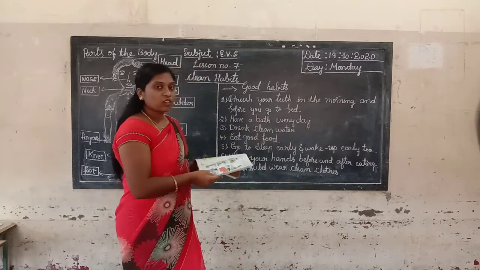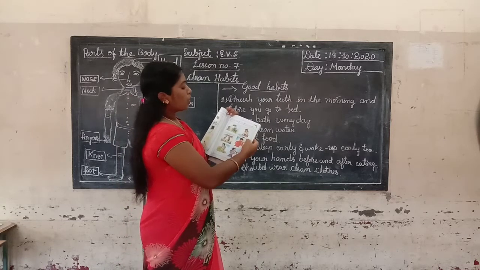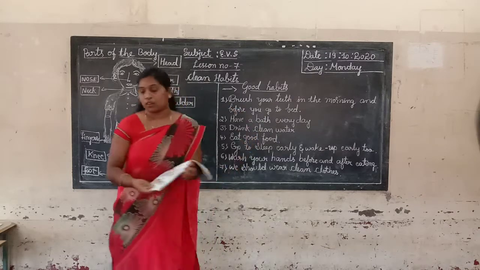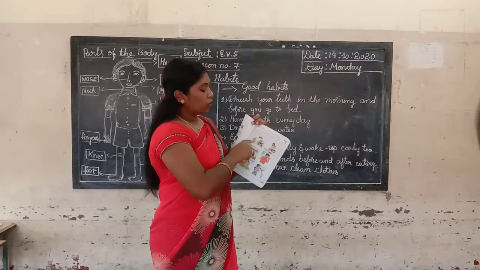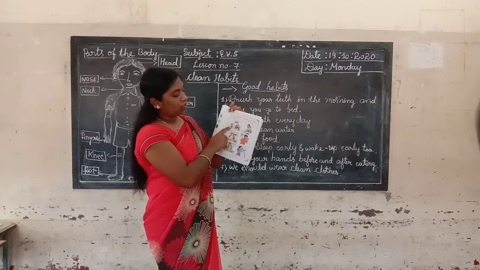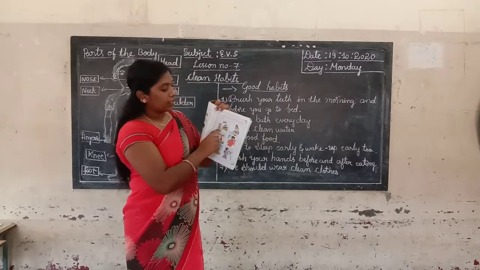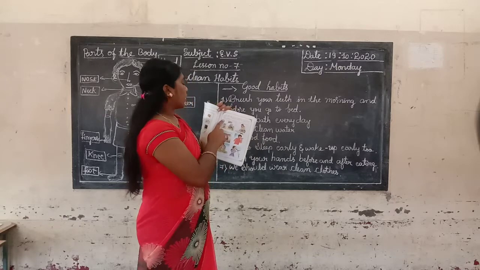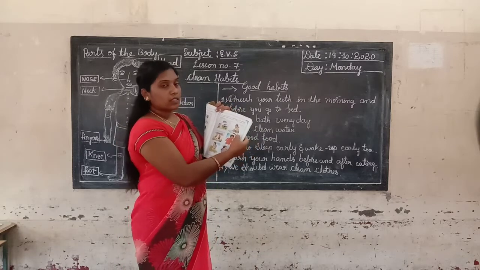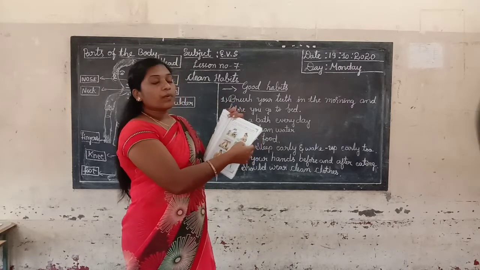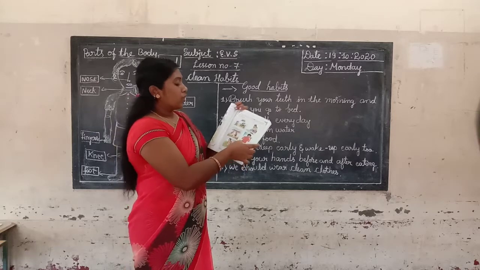Shall we move to the next page? Okay. Tell the work that is in progress in the picture given below. Which part of your body is used to do this work? In the first picture, children are playing. Which parts of the body help them? Yes, leg and hand. So you write here leg and hand. In the second picture, what is she doing? She is reading. What parts of the body help her? Yes, eyes and hand.